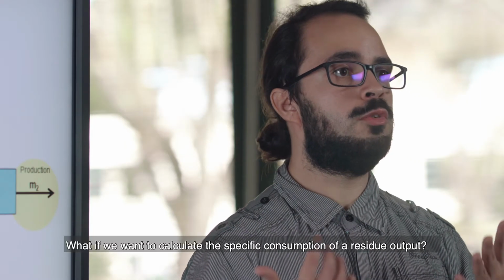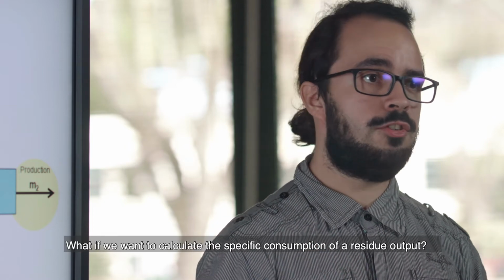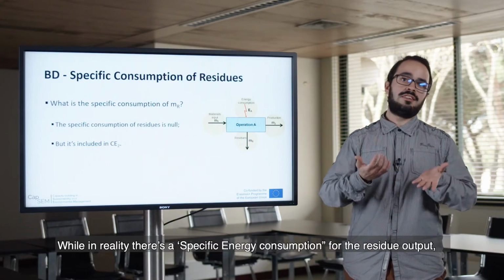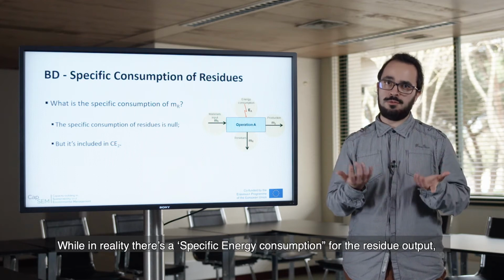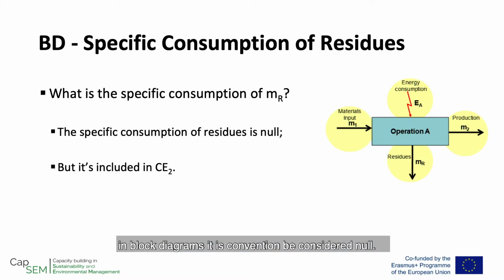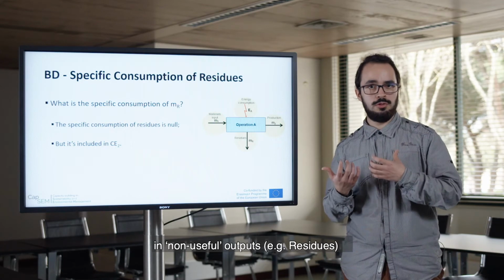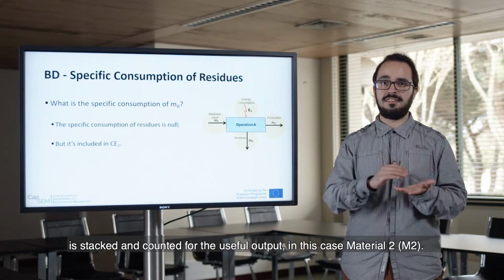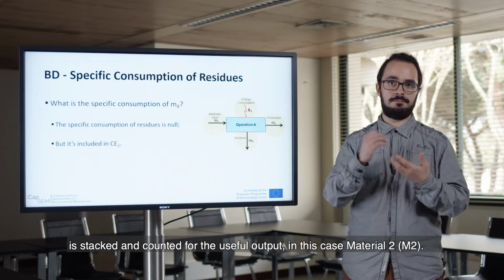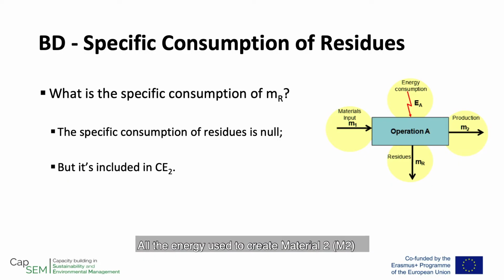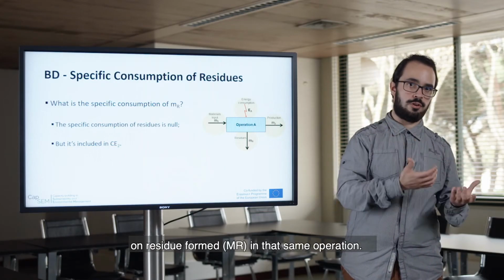What if we want to calculate the specific consumption of a residue output? While in reality there is a specific consumption for the residue output, in block diagrams it is convention to be considered null. All the additional energy that was used in non-useful outputs, for example residues, is stacked and counted for the useful output, in this case material 2. All the energy used to create material 2 must be considered, including the energy that was wasted on the residue formed in that same operation.